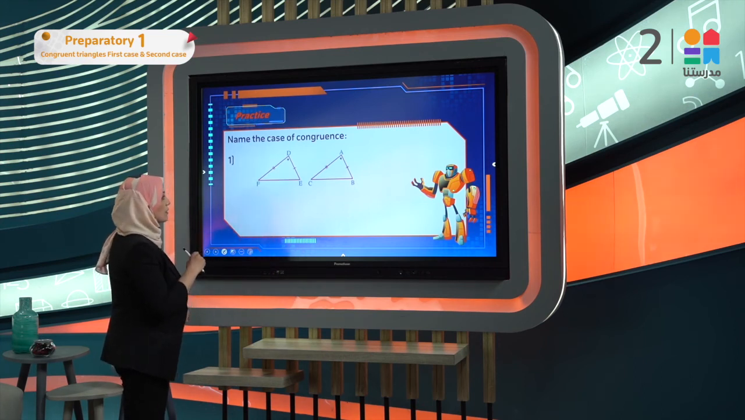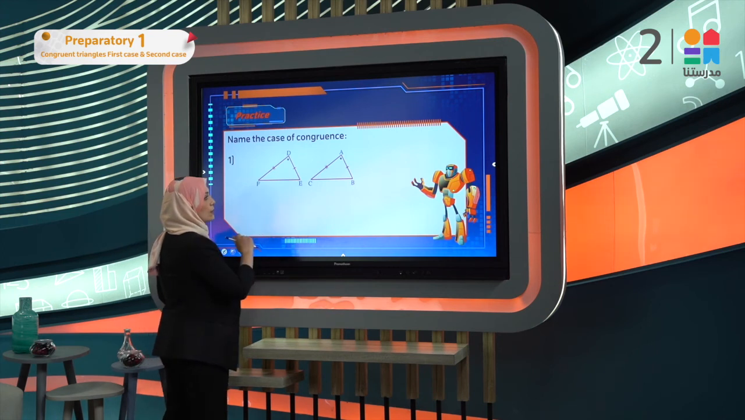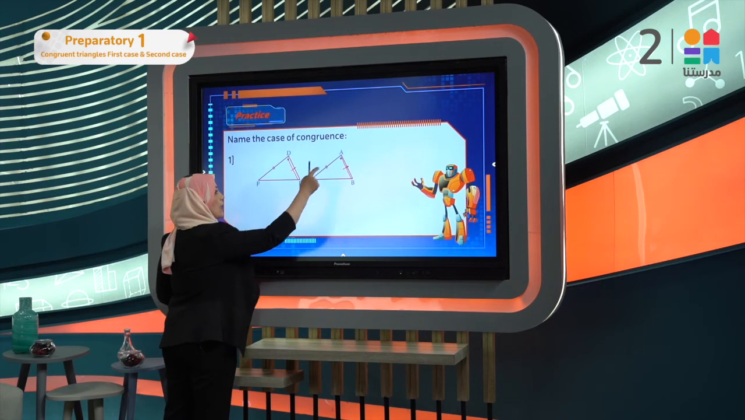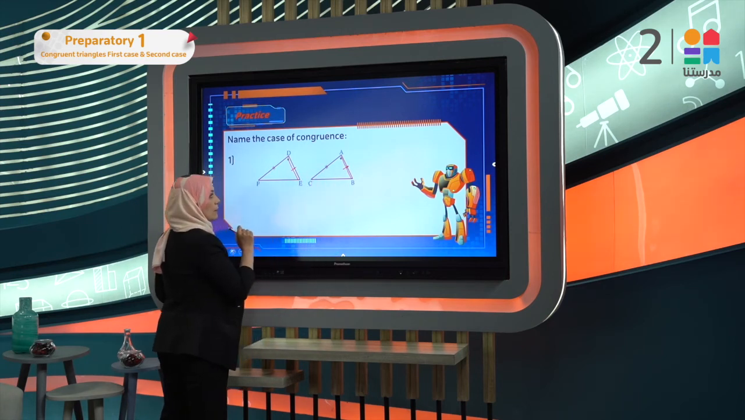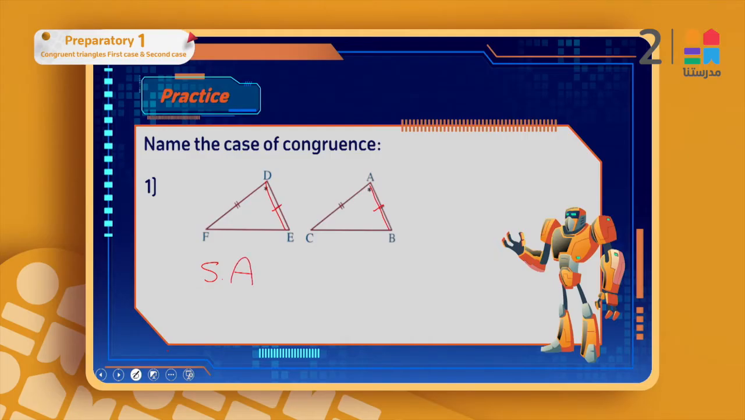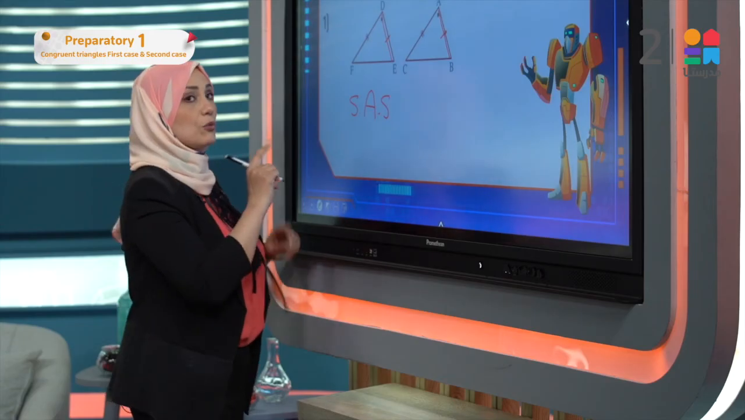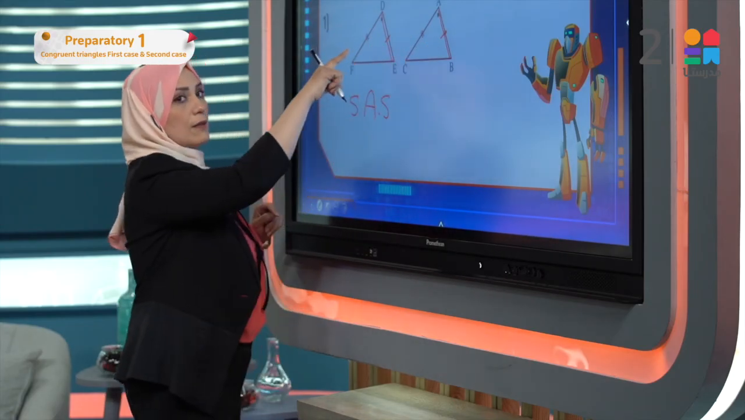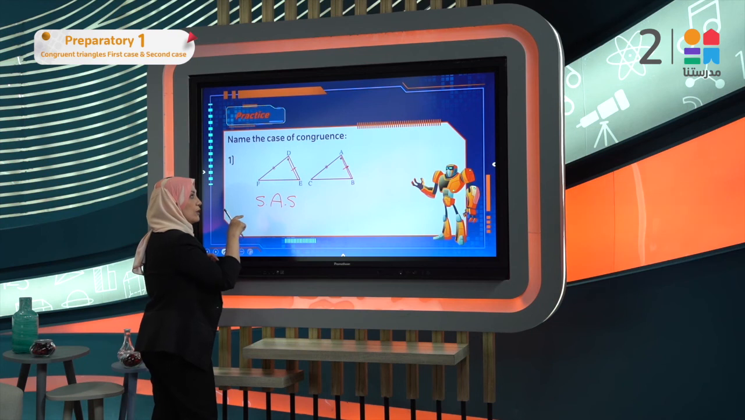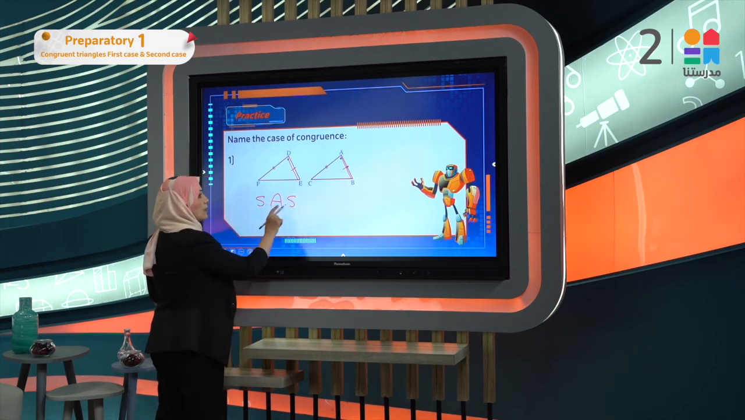The first one, as you can see, we have two congruent sides. The first one has one dash, and here, one dash. The second one has two dashes. So we have two congruent sides and the included angle between them. So we have side, angle, side. One more time. How do we know? We have two congruent sides, and this angle, which is A and D, included between them. So we have one angle and two sides, side, angle, side.